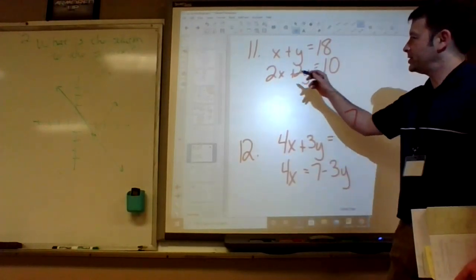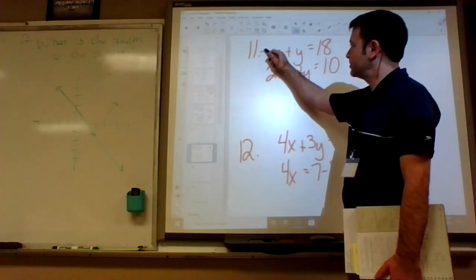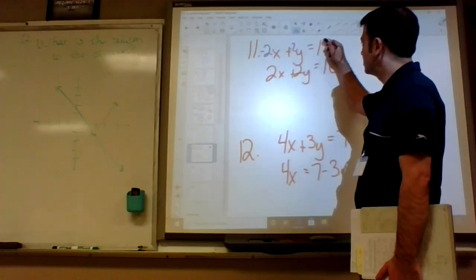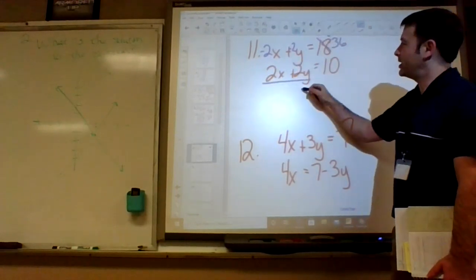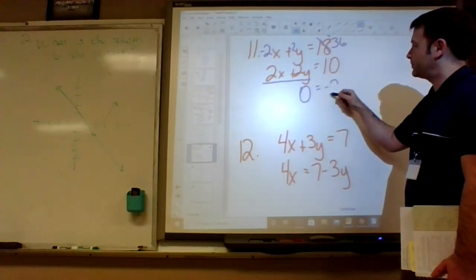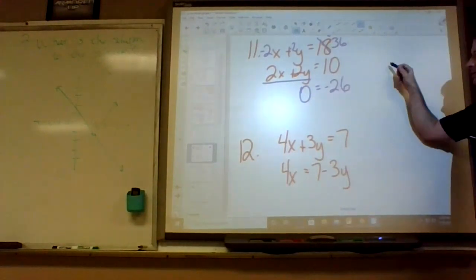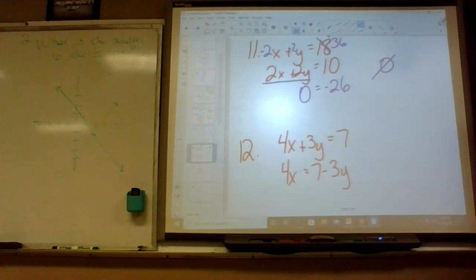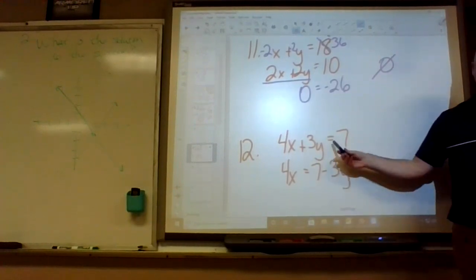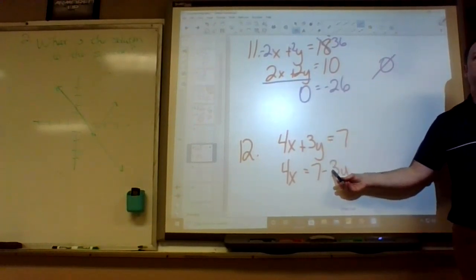On number 11, did you guys multiply the top by -2? Yeah, that's no solution. And if you add the lines together, you should get 0 equals -26. It's no solution.